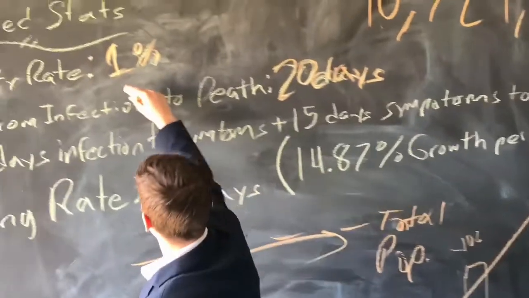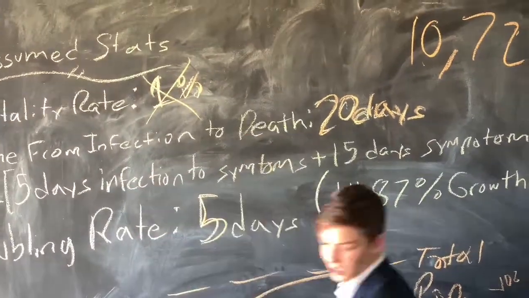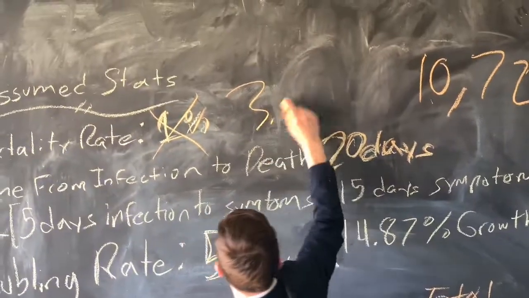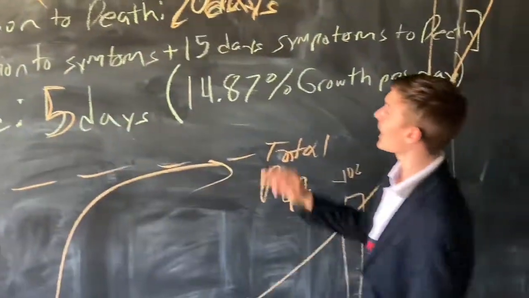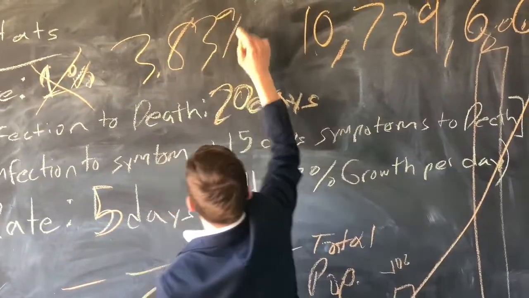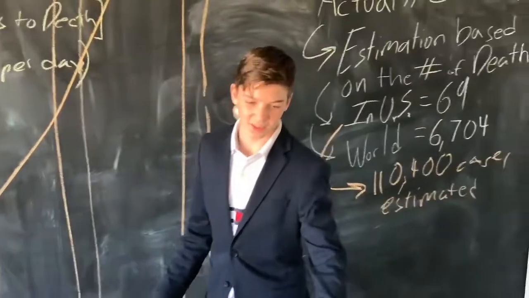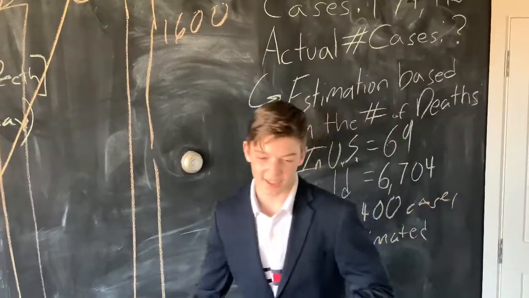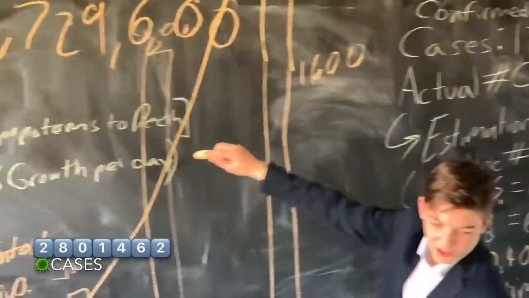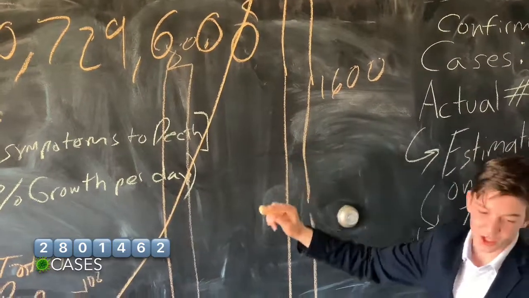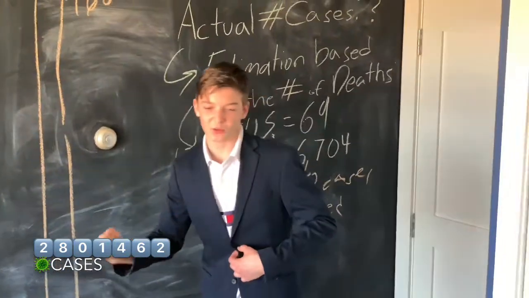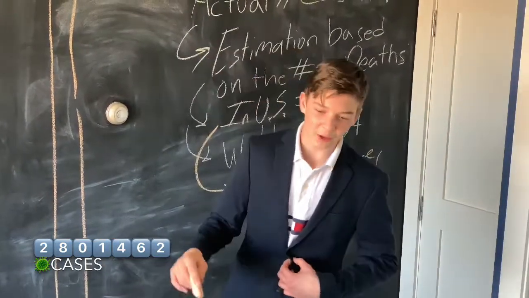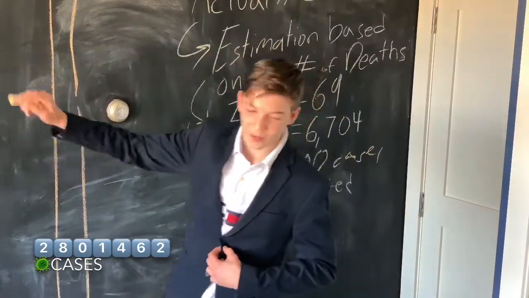But let's assume something else. Let's assume it's not a 1% mortality rate. Let's use the Johns Hopkins number, which is approximately 3.83%. I believe this is skewed because this is only based on the confirmed deaths. We know the actual deaths. We don't really know the cases. Now this would drop the upwards of 10 million figure down to 2,801,462 cases. Only about 3 million. That drops it down.